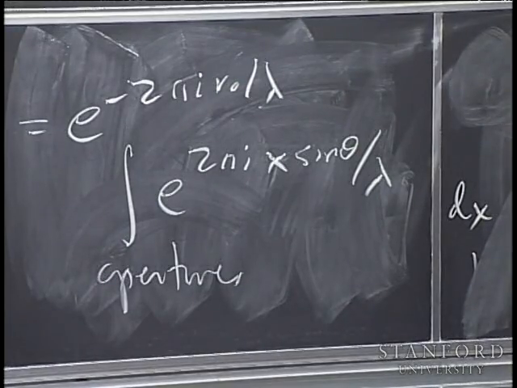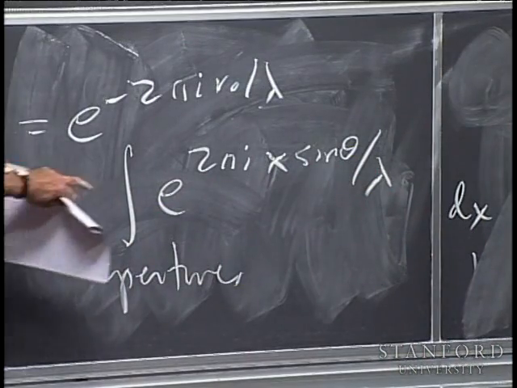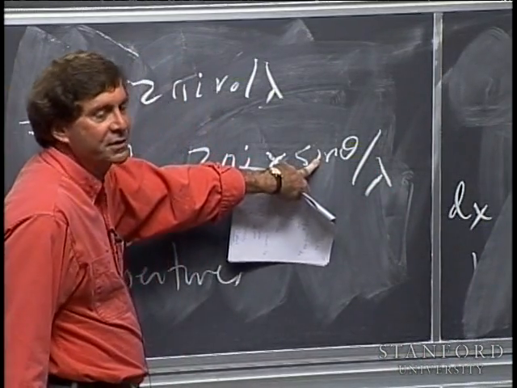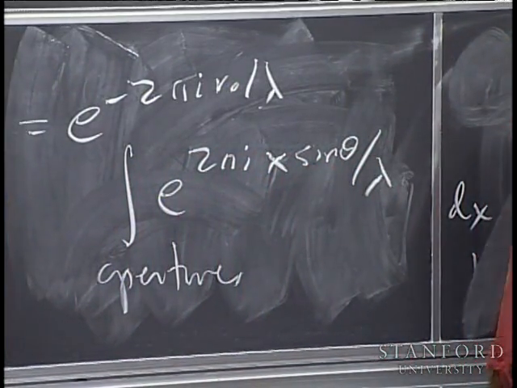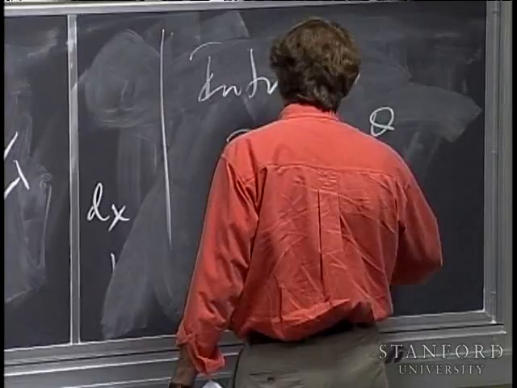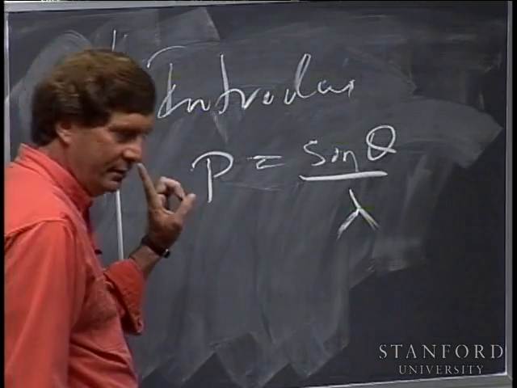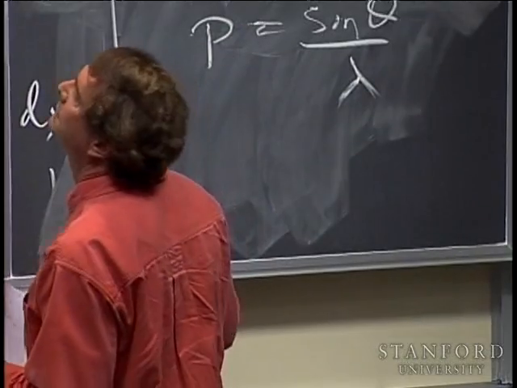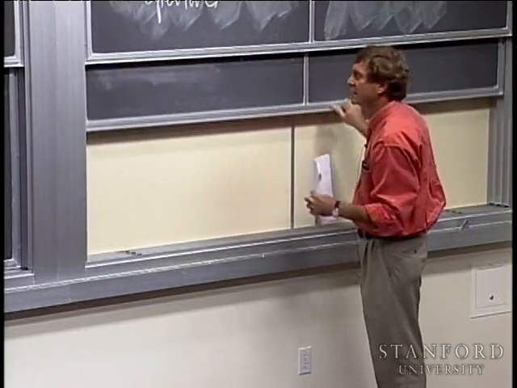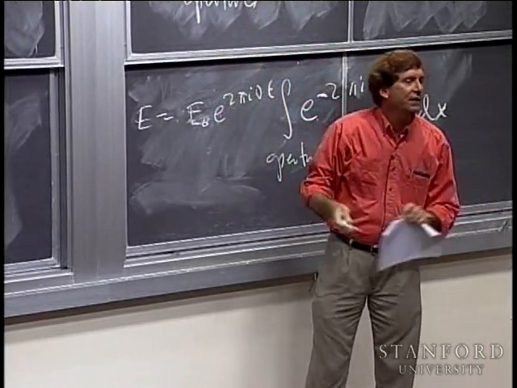Now, it is common in the business to introduce an auxiliary variable that replaces sine theta over lambda by just another name. So introduce p equals sine theta over lambda. One always talks about diffraction through an angle, and the angle is theta here, but this is the variable that you introduce. Forget about the constant out front again. The constant out front has absolute value 1. You only measure the magnitude, so forget about that constant.